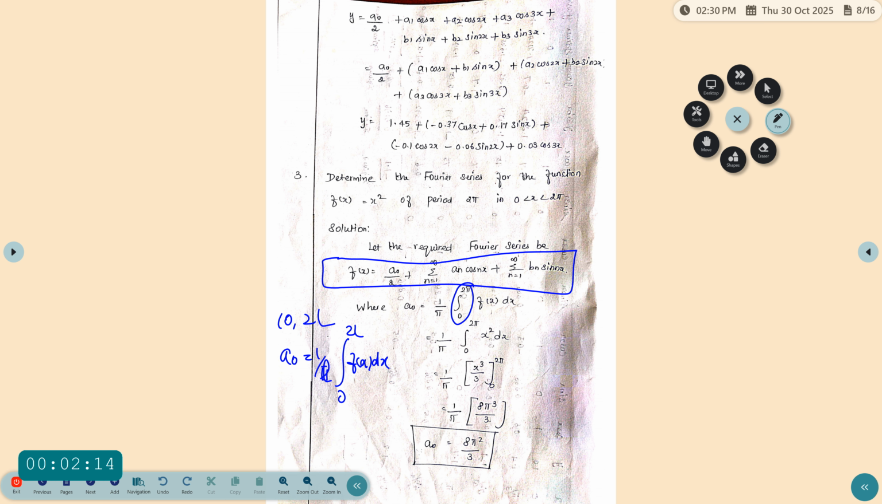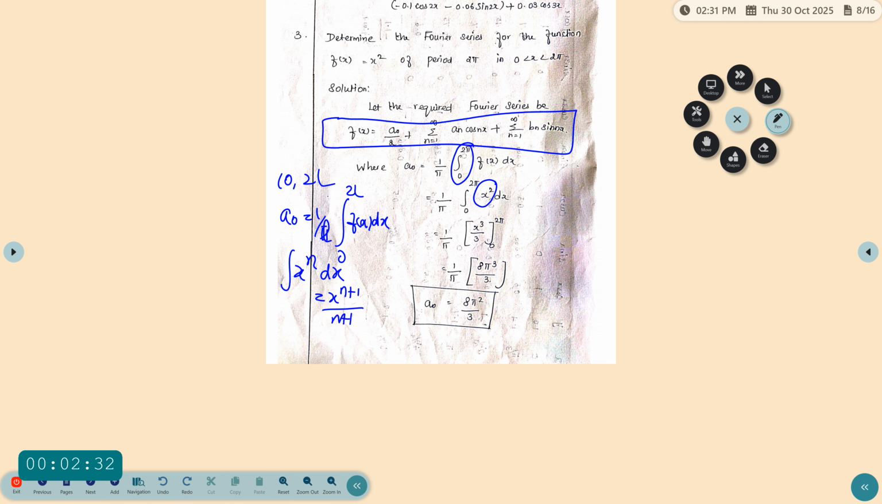Okay. Now integral 0 to 2 pi f of x dx, that is integral 0 to 2 pi x square dx. Here we can apply the very basic integration formula. Integral x power n dx is equal to x power n plus 1 by n plus 1. Using the very basic integral formula, we can write the integration value as x power 3 by 3 with the limit 0 to 2 pi.